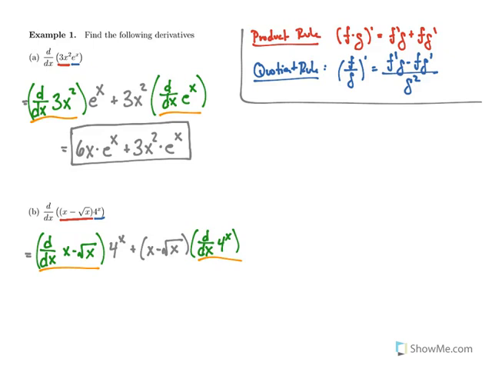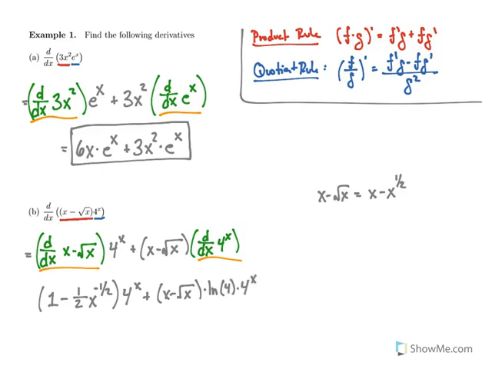So the derivative of x minus square root of x, note that we could write that as x minus x to the 1/2 power. And this derivative is just two applications of the power rule. So this is going to be 1 minus 1/2 x to the negative 1/2. Bring the power down out in front, decrease the power by 1. It's important that that's going to stay in parentheses, times 4 to the x plus x minus square root of x. And the derivative of 4 to the x is natural log of 4 times 4 to the x.